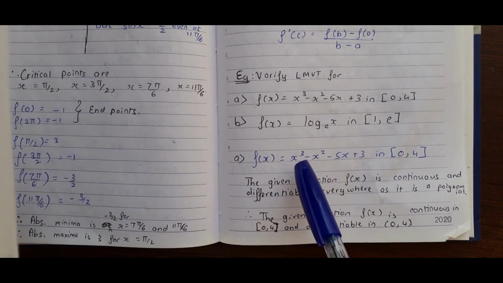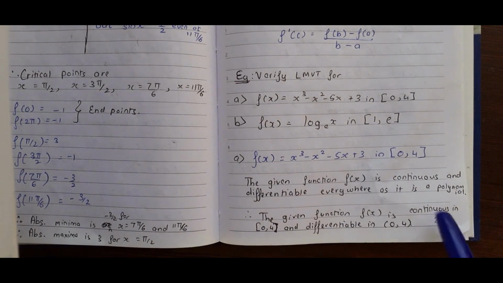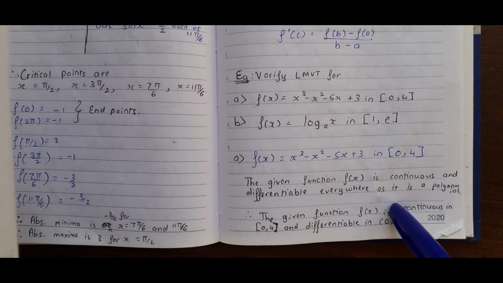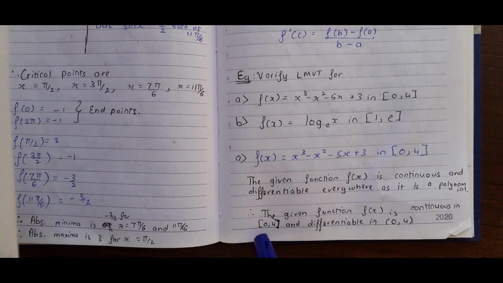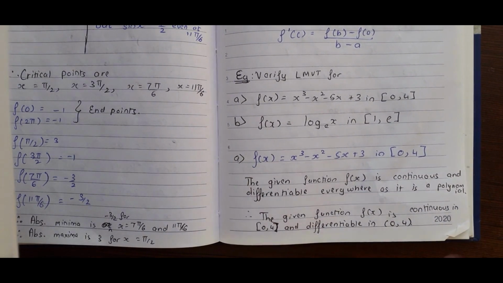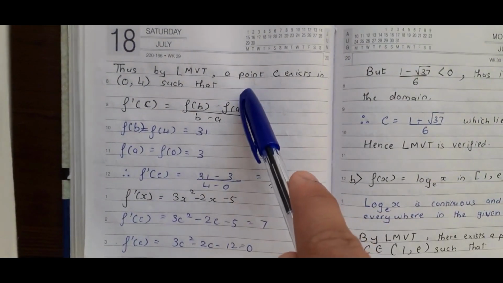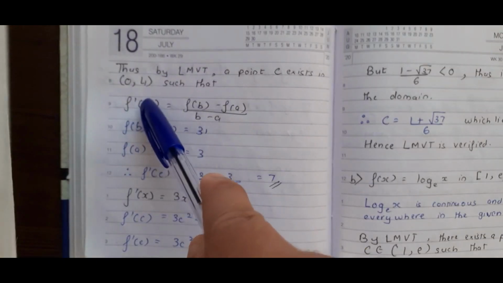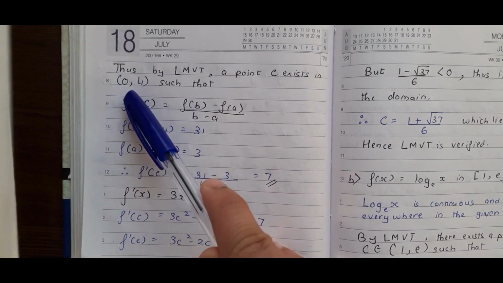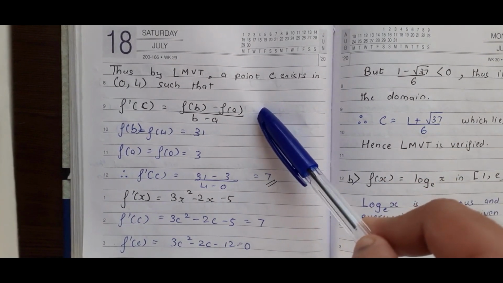Now we see the given function is a polynomial function. A polynomial function is continuous and differentiable everywhere from negative infinity to infinity. Since it's differentiable everywhere, it will also be differentiable in (0, 4) and continuous in [0, 4]. So both conditions of LMVT are satisfied. Hence LMVT states a point c exists in (0, 4) such that f dash of c equals f of b minus f of a upon b minus a.